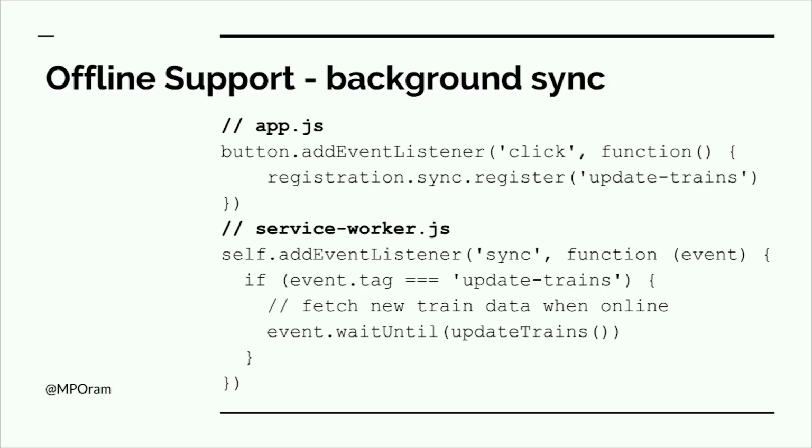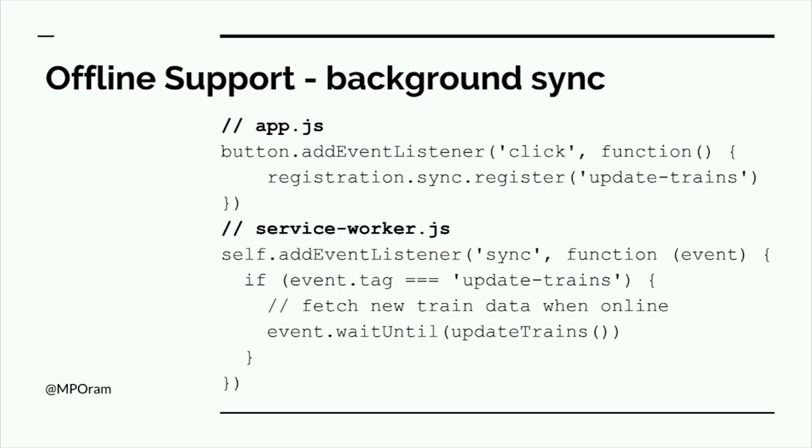Service workers also come with this thing called background sync. This is actually really useful for offline development, and I strongly suggest using this if you're going to do the stuff that I've just talked about. So I had to squeeze all my code onto one slide here, so it's a little bit condensed. But the top bit is your application. So here I've got an event listener on a button. When we click the button, it's going to make an AJAX request to update my train times or whatever.